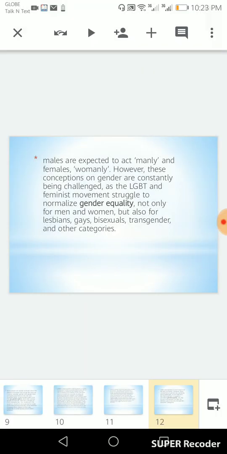Okay, so nakuha? Okay, and that would be all sa atong discussion sa atong lesson 1, cultural variations and social differences in gender.